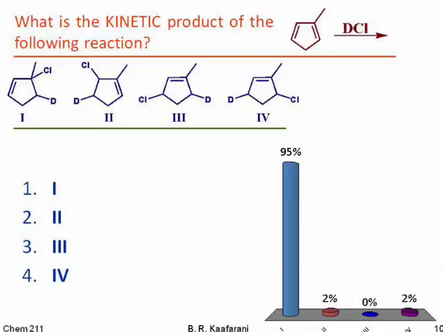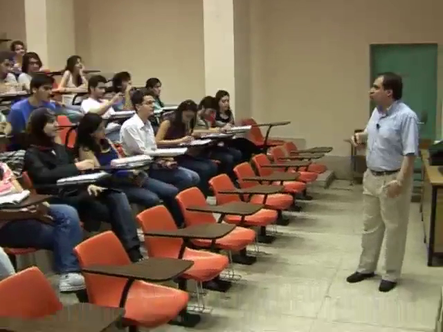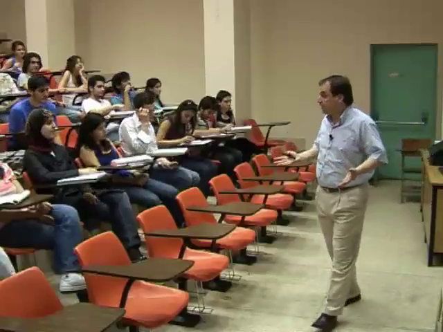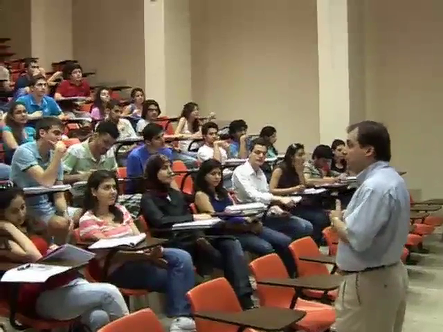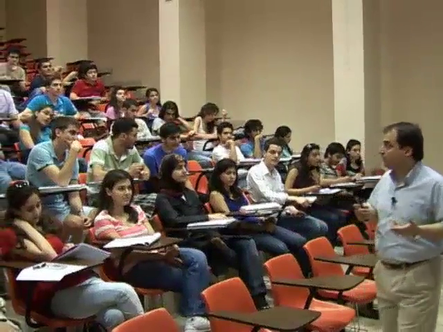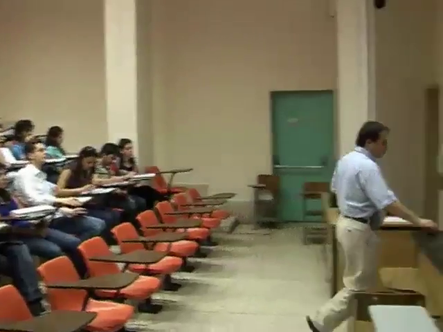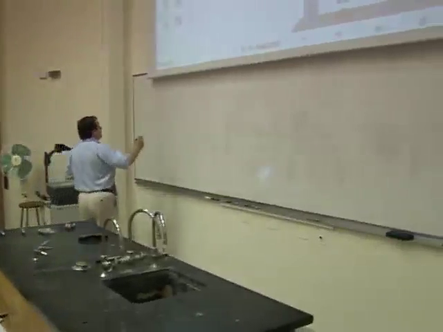95% answered number 1. Good job. That is the correct answer. So you need to add the D+. You will form the allylic carbocation. And then you can have two different allylic carbocations. The first one will be this one.